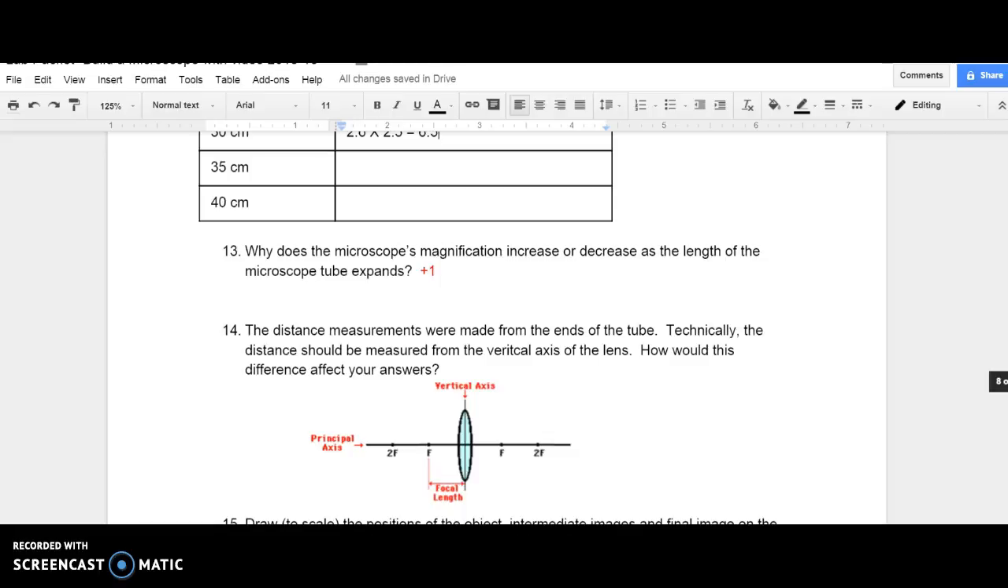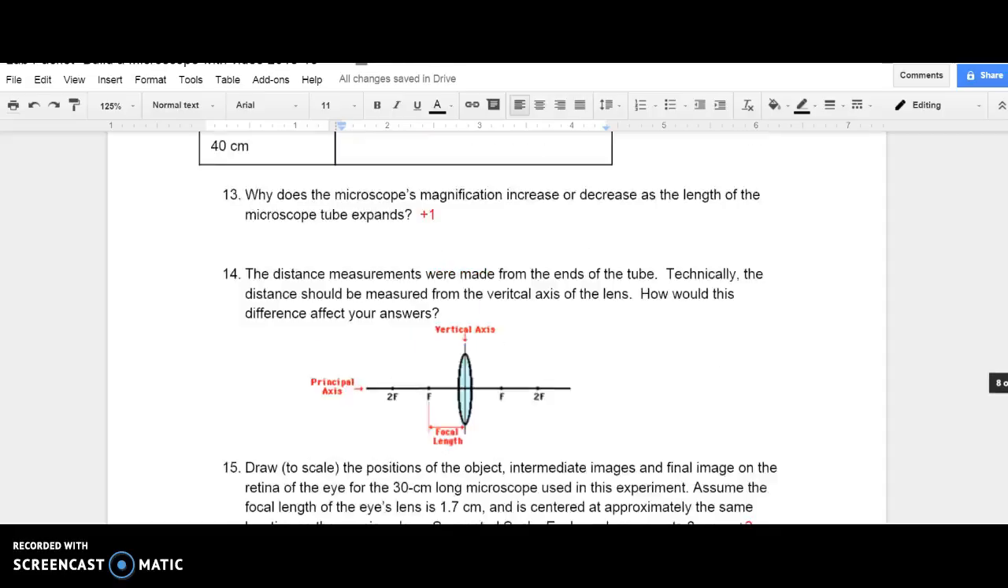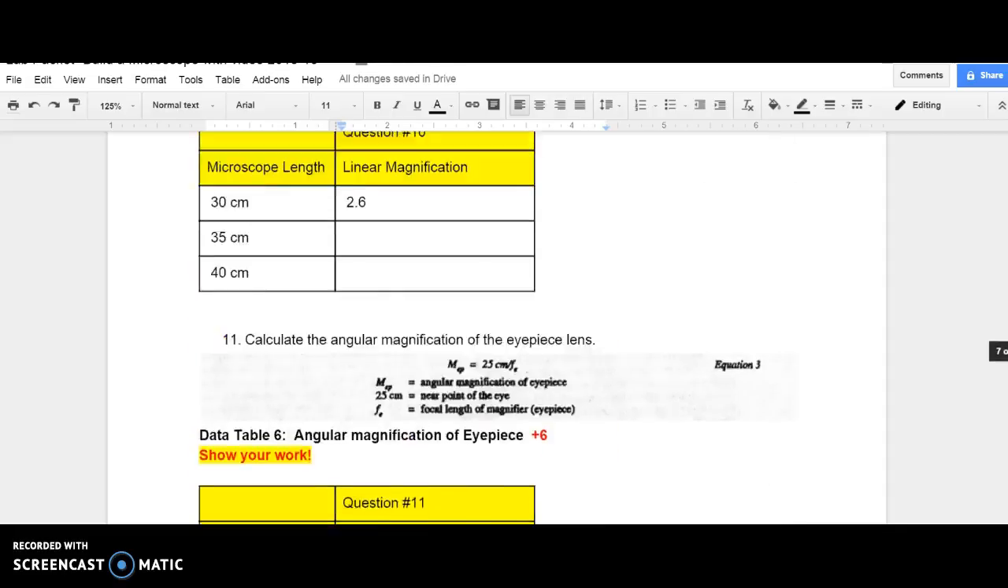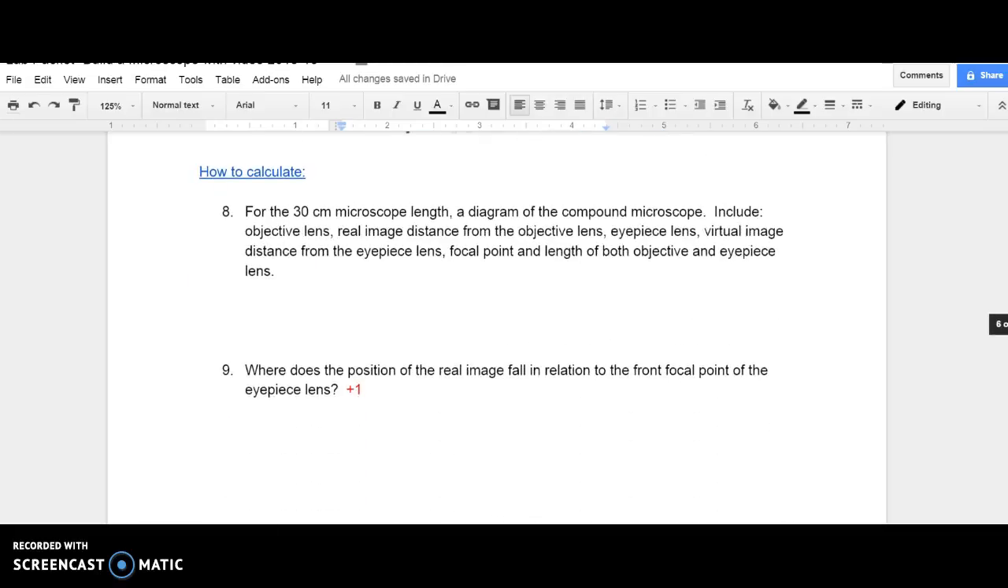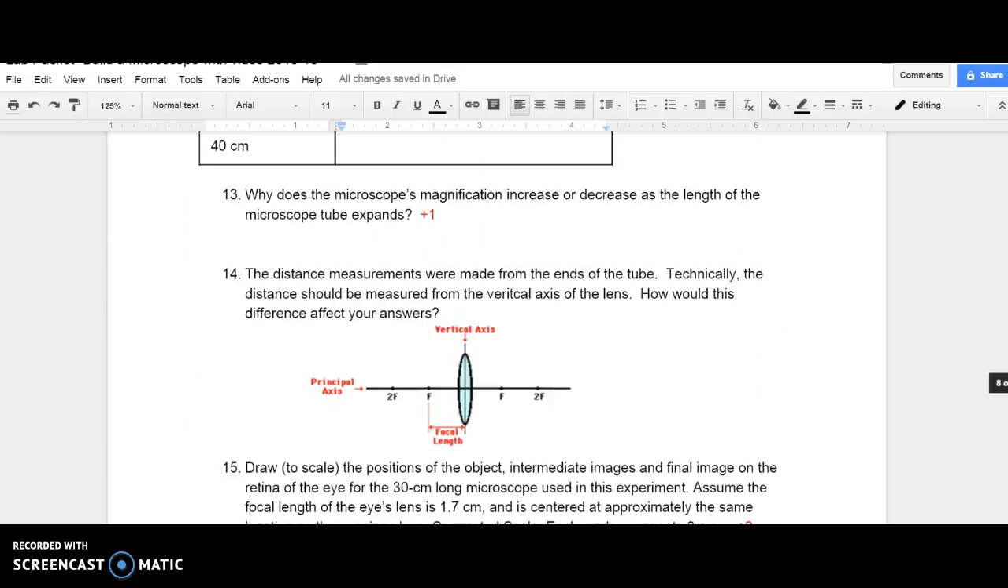13 and 14 is basically just answer it in words. And then 15 is basically the same drawing as up here, question number 8, except for that you add the eyeball.